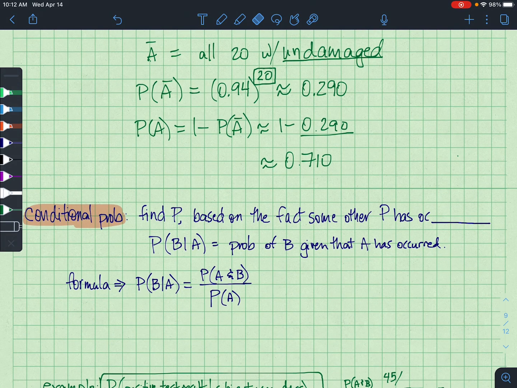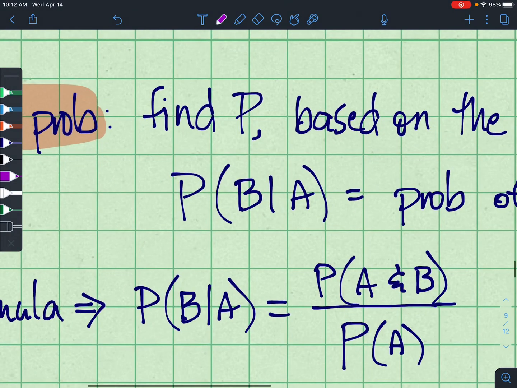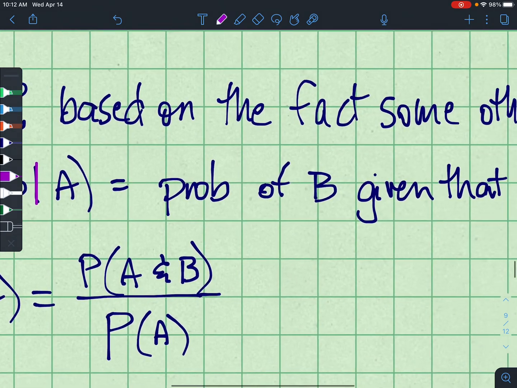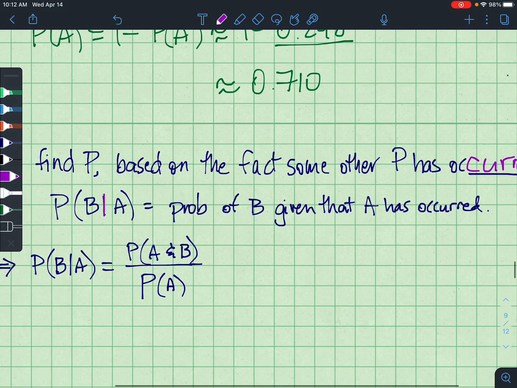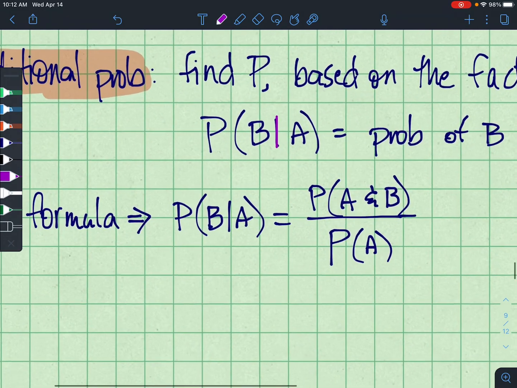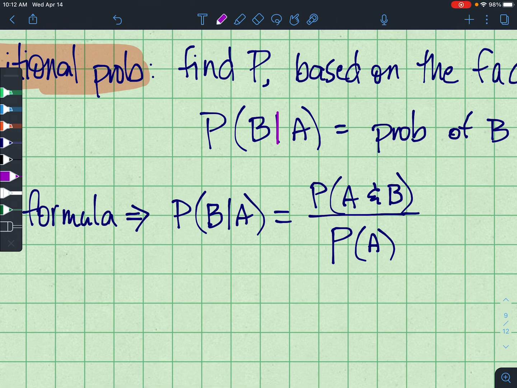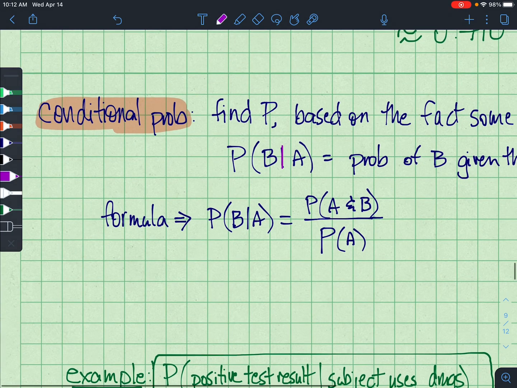All right, conditional probability. So item number 2, it's going to be a short video today. Find the probability based on the fact that some other probability has already occurred. And the way you write that out is P(B|A), probability of B given that A has occurred. How do you calculate that? This is kind of the formula. I don't like actually to think about the formula so much as actually to look at the problem in terms of the chart, if that might make sense.